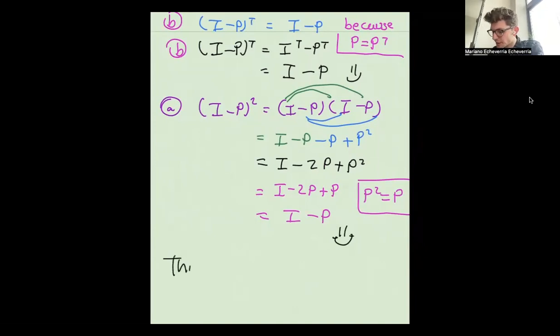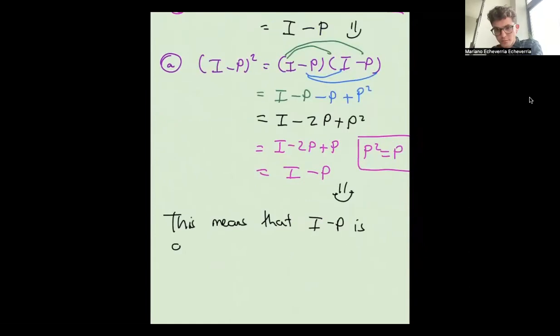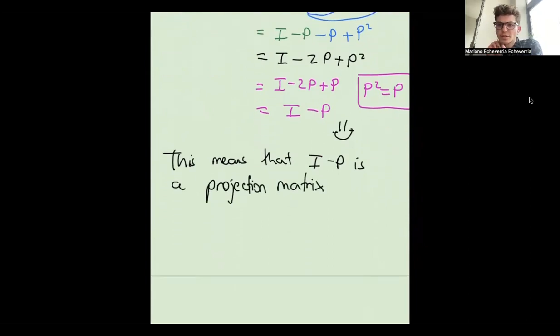So this means that I minus P is a projection matrix. Is that okay? So far so good. Any questions about this?